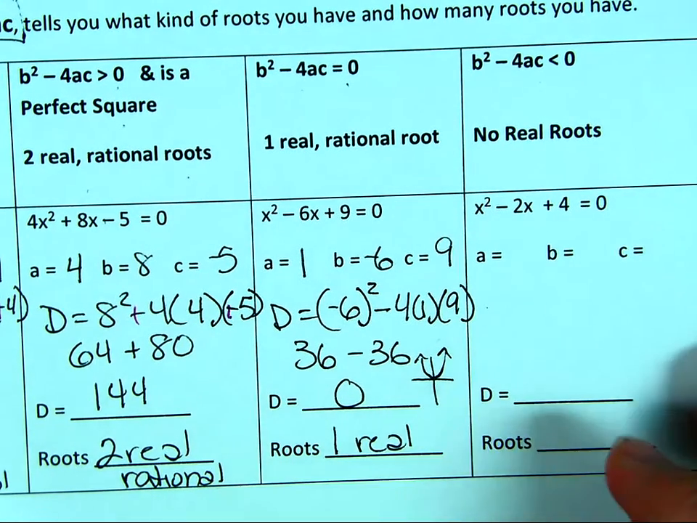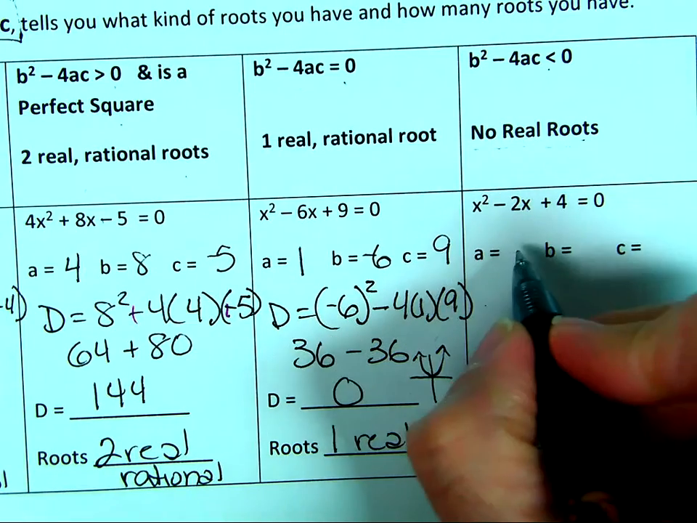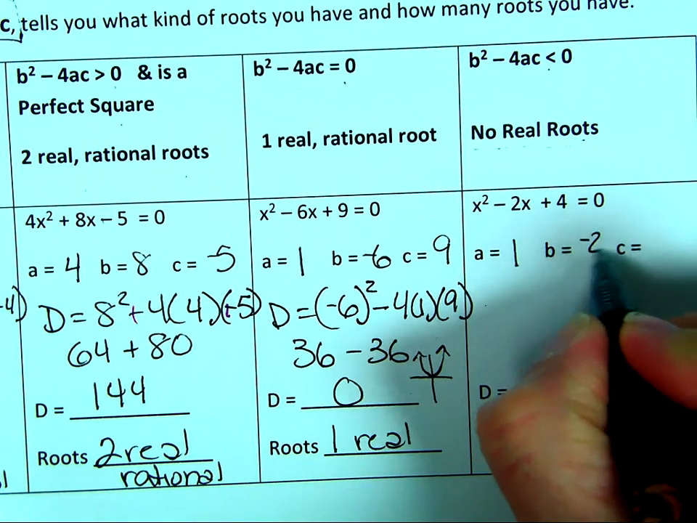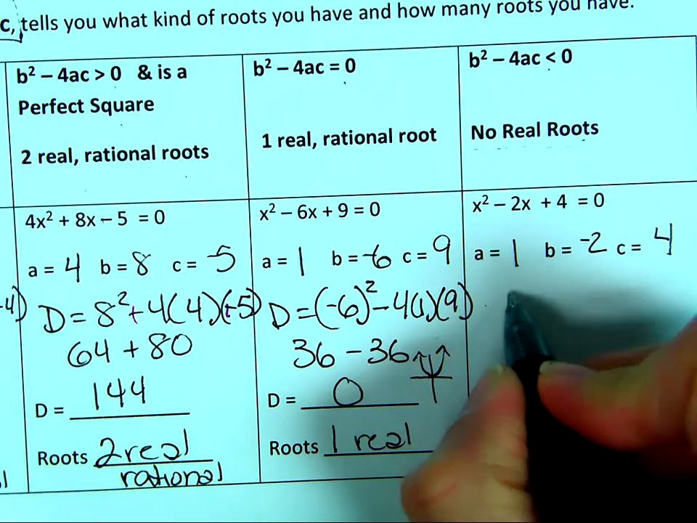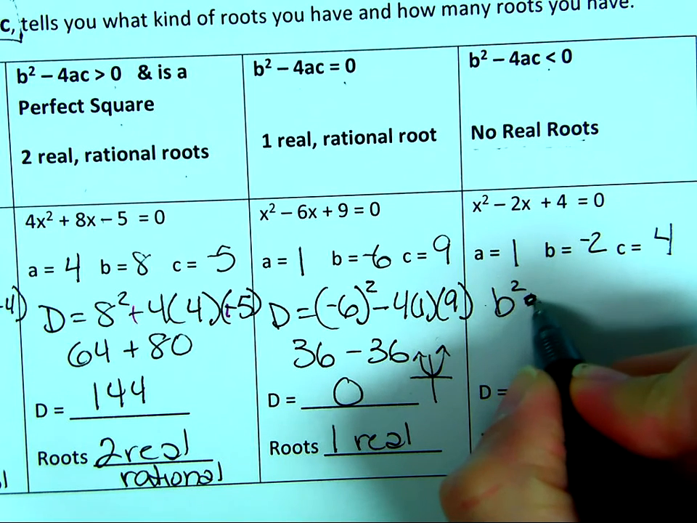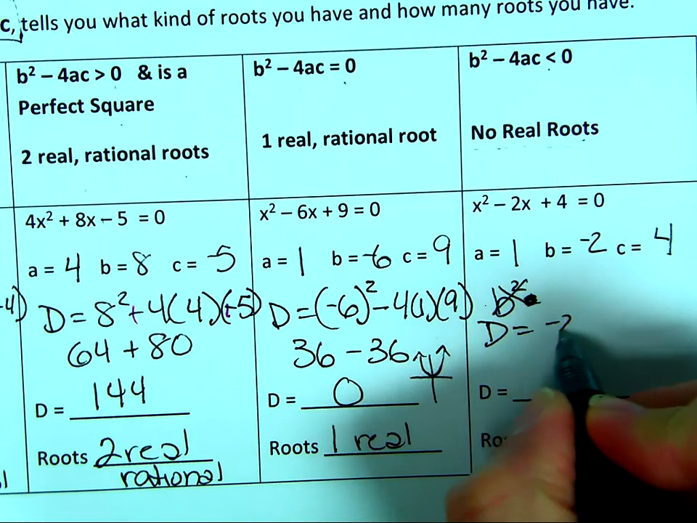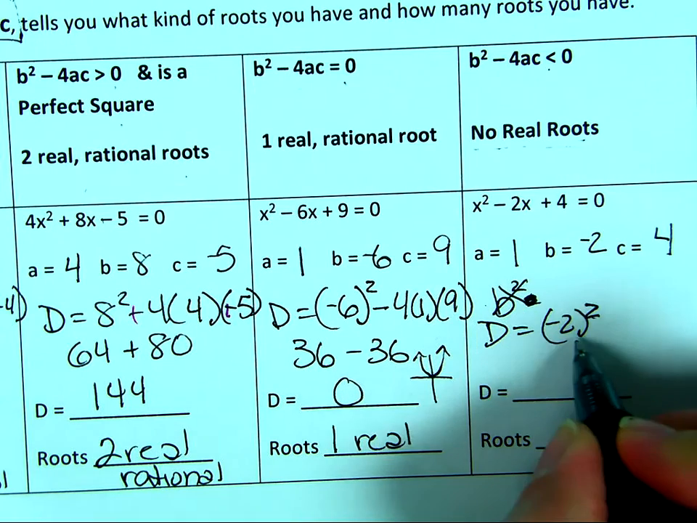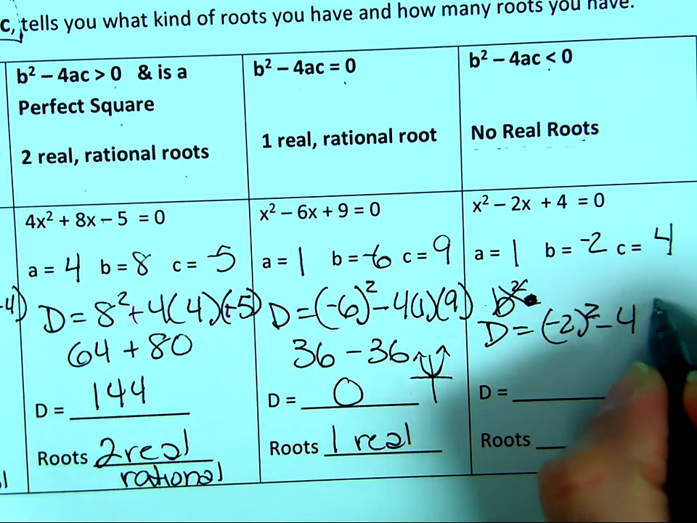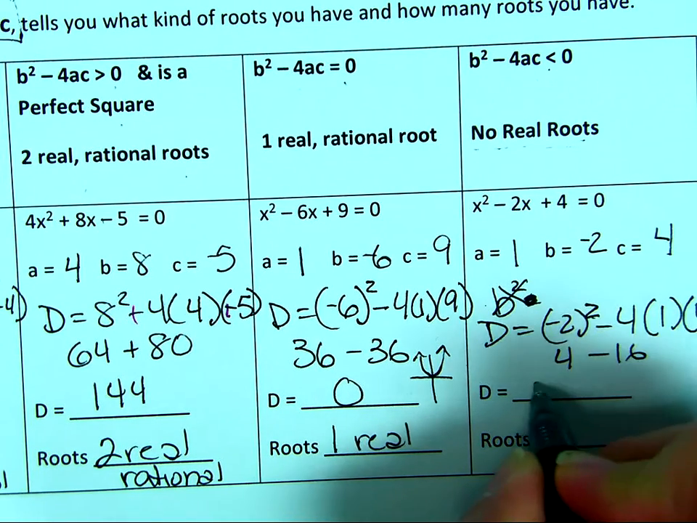Okay, last one. What happens if it's less than 0? Well, then we have no real roots. So let's talk about that. We have a 1 for A, a -2 for B, and a 4 for C. Discriminant equals B squared, so we put that in parentheses since it's negative, minus 4 times A times C. So that's 4 minus 16, which is a -12.